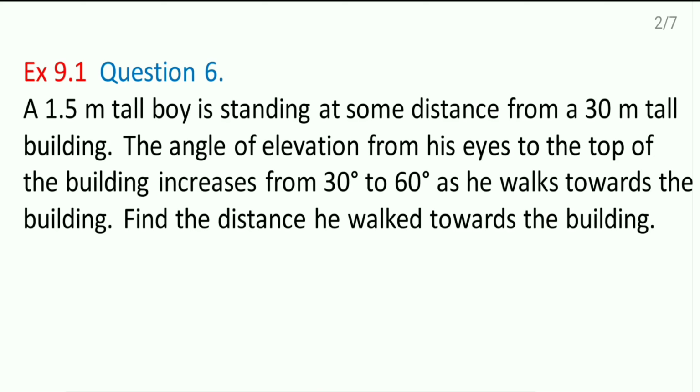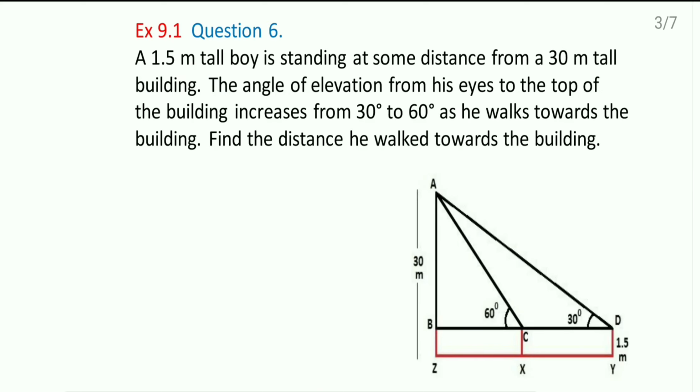Let us see the figure. Here, EZ is the height of the building, 30 meter. This one is the height of the building. The boy is 1.5 meter tall, so DY is the height of the boy. From this position his eyes are here, from here he looks at the top of the building, then the angle of elevation becomes 30 degree, and it is always with the horizontal line. That's the reason we have drawn this horizontal line at this place.